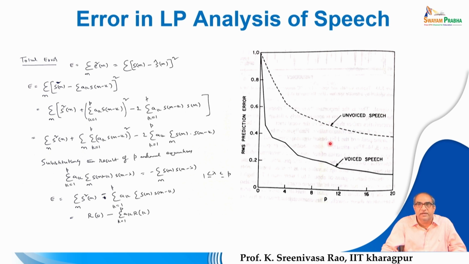This is evident because in the case of unvoiced speech, the speech signal appears to be random, and the samples are not much correlated. Because of that, even though the error comes down as you increase the prediction order, there is a drastic difference between the error magnitude for a voiced speech segment versus an unvoiced speech segment.